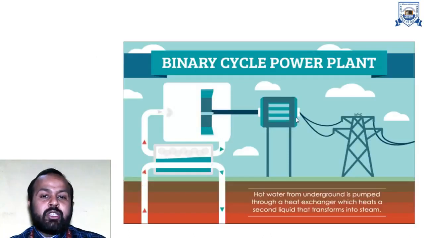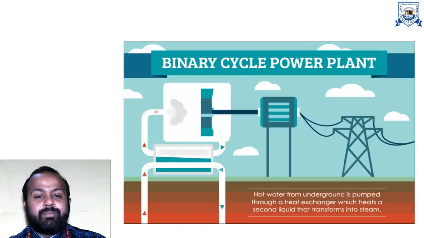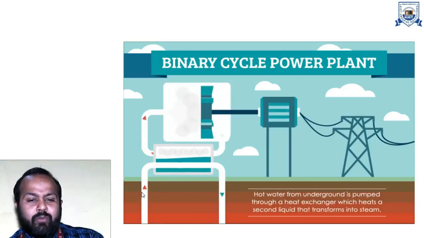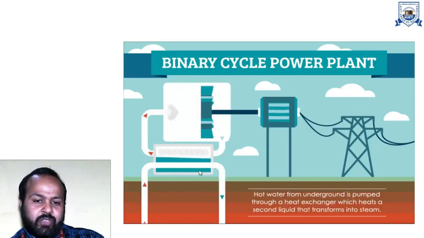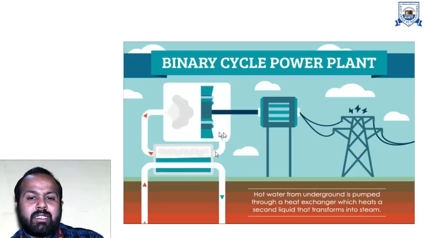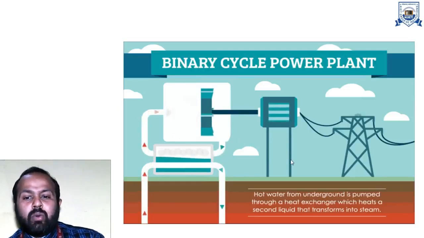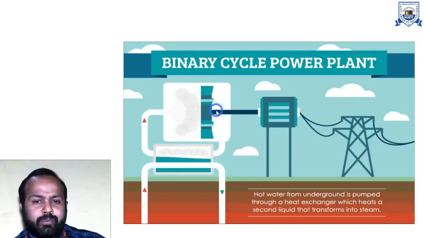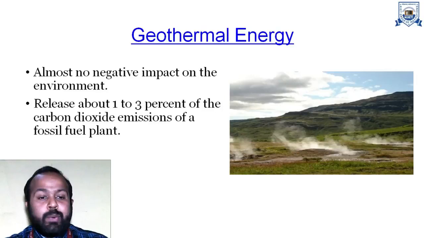The illustration of this binary cycle power plant is shown here. This is the heat exchanger, and this is the brine solution that comes out from the production well and is injected through the injection well. Isobutane is circulated through the heat exchanger. In this part isobutane is in vapor form, and in this part isobutane is in liquid form. So hot water from underground is pumped through a heat exchanger, which heats a second liquid that transforms into steam. Geothermal energy has basically no negative impact on the environment, releasing about 1 to 3% of the carbon dioxide emissions of a fossil fuel power plant.